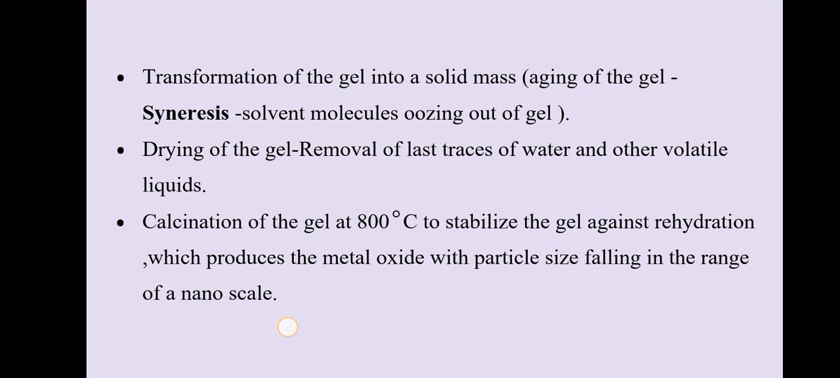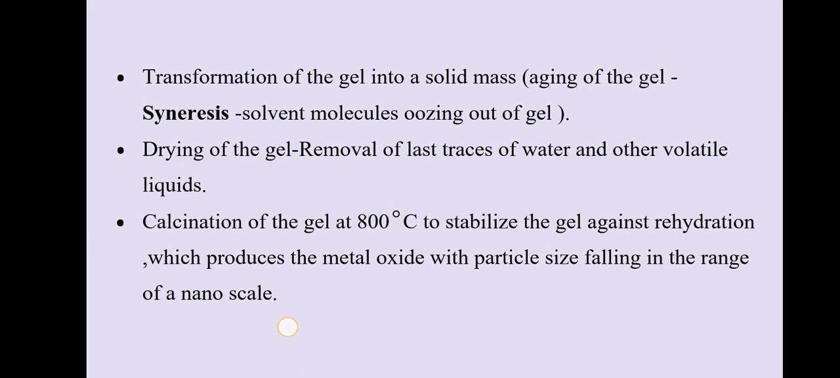This is a schematic representation of the sol-gel process. Here we take a precursor solution containing a metal alkoxide as a precursor. Then by continuous stirring, hydrolysis and condensation, we get a gel, and the gel is dried by evaporative drying or supercritical drying.